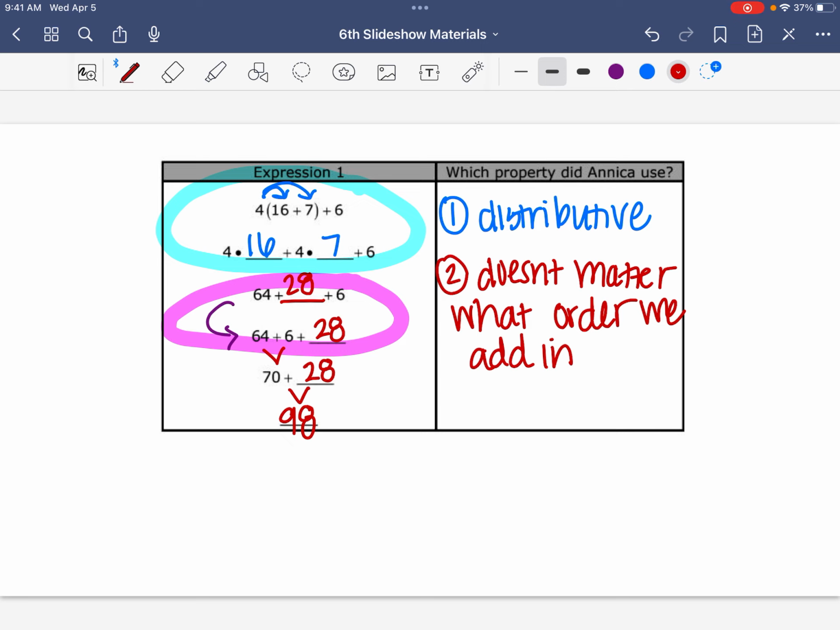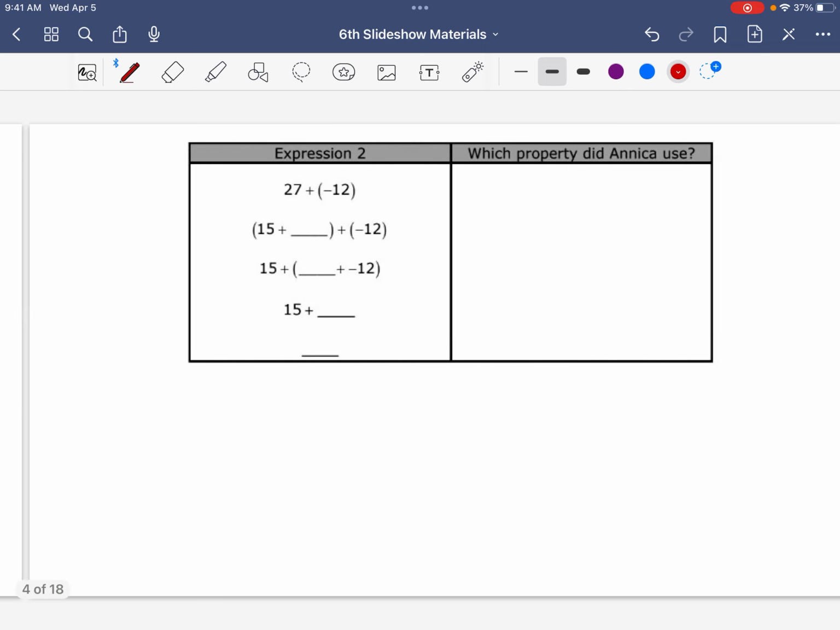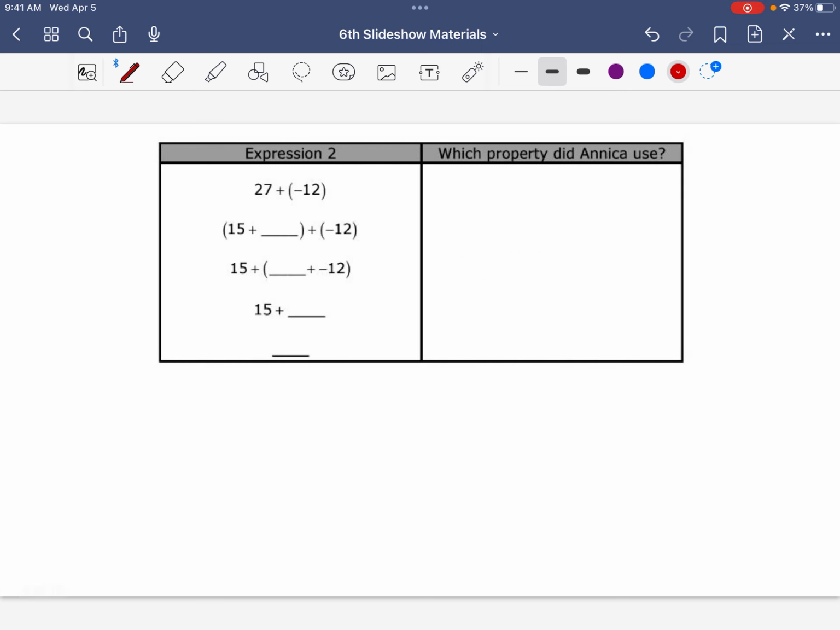All right, and let's look at one more. So here we have 27 combined with 12 negatives. And I see that the next row, my 12 negatives are still intact, but 27 has now been decomposed into 15 with something extra. Well, 27 decomposes into 15 and 12.